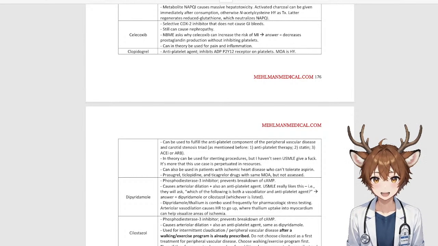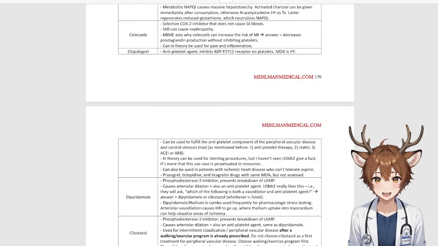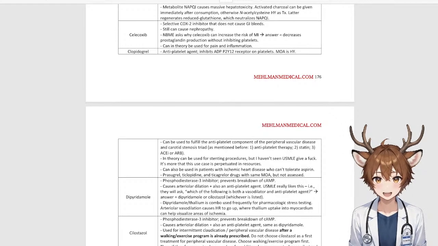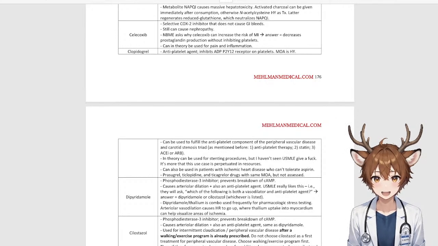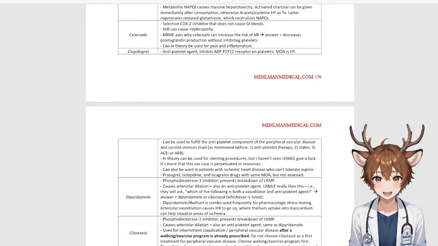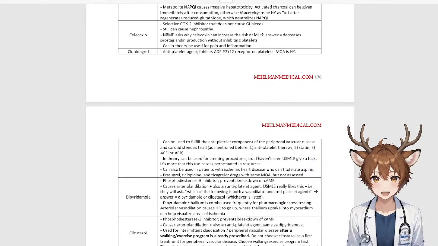Clopidogrel, an antiplatelet agent, inhibits the ADP P2Y12 receptor on platelets. The MOA is high yield. It can be used to fulfill the antiplatelet component of the peripheral vascular disease and carotid stenosis triad, as mentioned before. 1. Antiplatelet therapy. 2. Statin. And 3. ACE inhibitor or ARB.